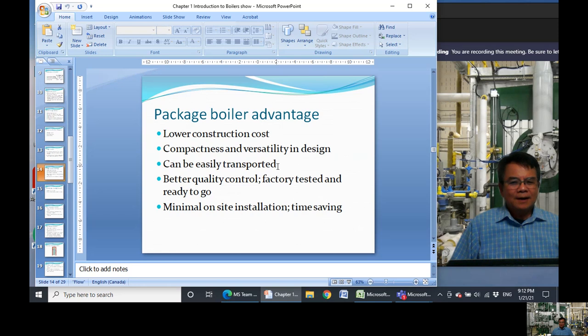And now, since you build it in the factory, the quality control is a whole lot easier, and the testing, everything is easier to do. The inspector only has to go to one side. You have all the testing equipment, the water pump or something to do the hydrostatic test. So everything is a whole lot easier. The quality control is a whole lot better.